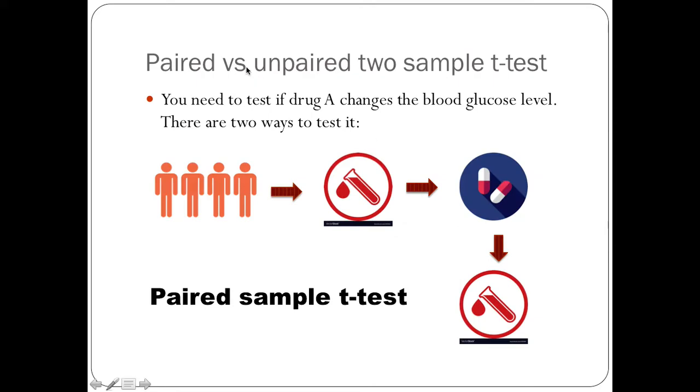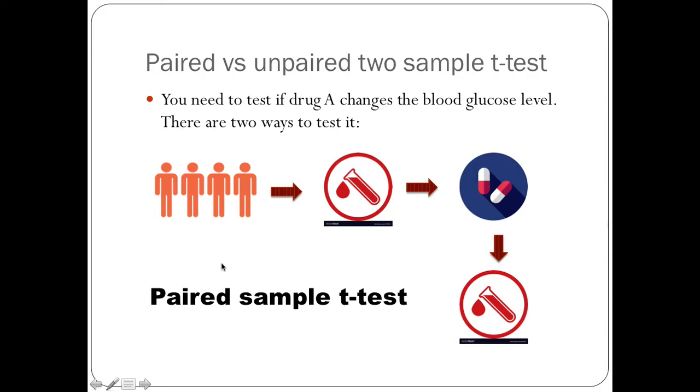This is one example to show you more clearly when to use the unpaired two sample t-test and when to use the paired two sample t-test. The example is that you need to test if drug A changes the blood glucose level. There are two ways to test this. The first method is to test it using a paired sample t-test. So how do you do this experiment?